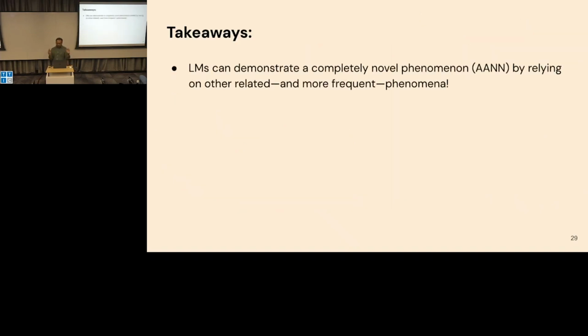So the takeaway from here is that the models are able to show this novel phenomenon, because here we're testing on unseen ANNs. We're removing ANNs, so this phenomenon is completely novel to the model. And when you remove these related and frequent phenomena, performance drops drastically.